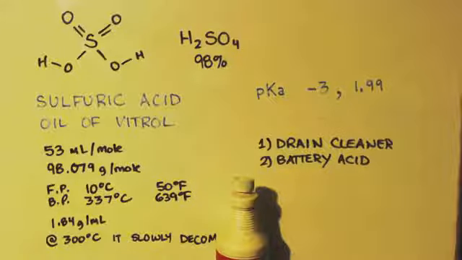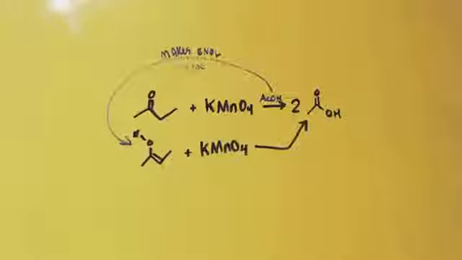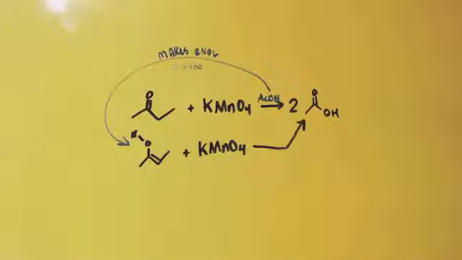Another way is to add hydrogen peroxide to this. Keep in mind, when you add sulfuric acid and hydrogen peroxide together, you're making piranha solution, which is an acid. If you add that wrong, a different ratio than what you should, it will blow up.